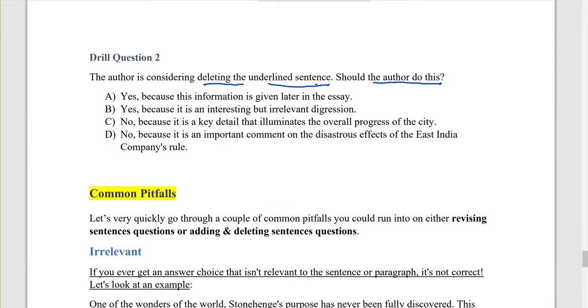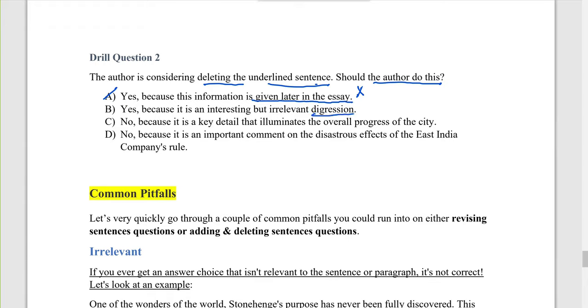What about A? Why is A wrong? Is this information given later in the passage? Of course not. It's not there. Somebody said B. Abdurrahman said B. Yes, because it is an interesting but irrelevant digression.